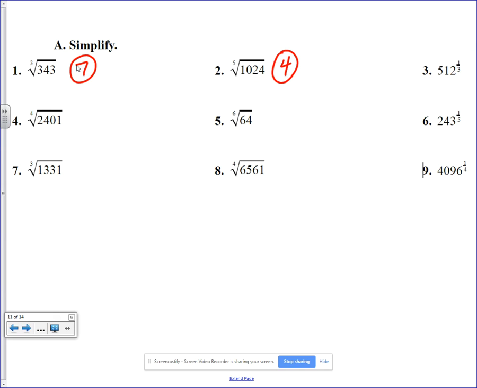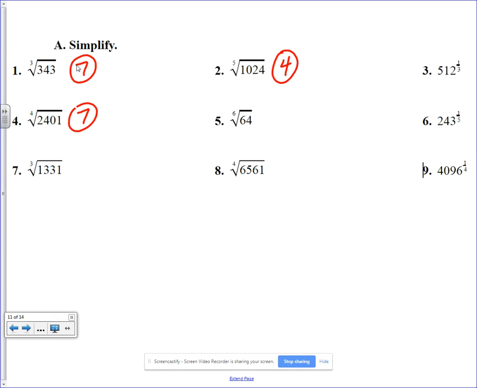What'd you get there, Tyler? The fourth root of 2401. You get this one for me? The fourth root of 2401. 7. How we doing, guys? Good. Sarah, you're good. Cody, you're good.